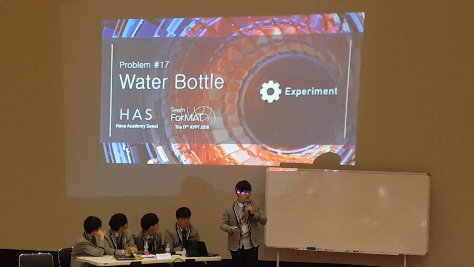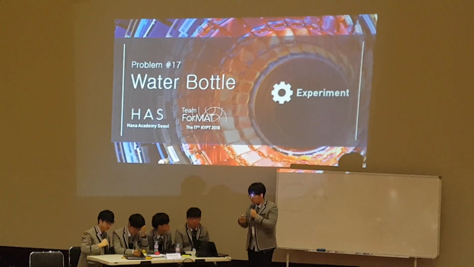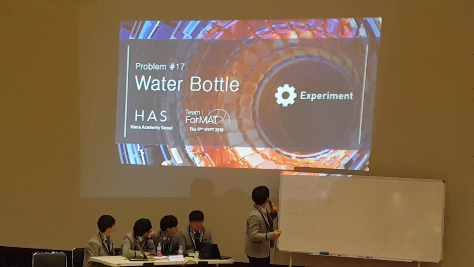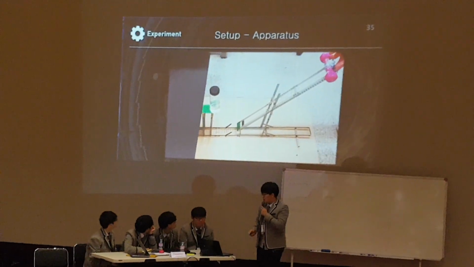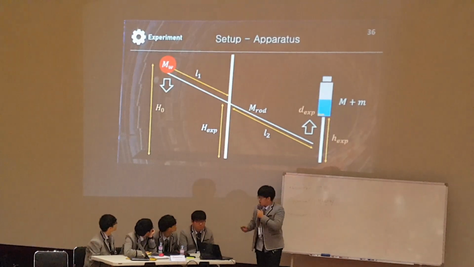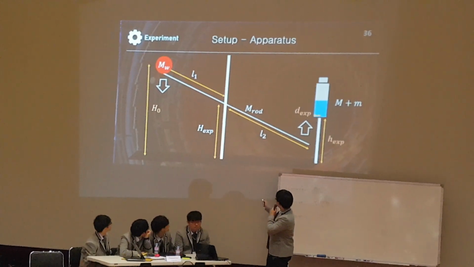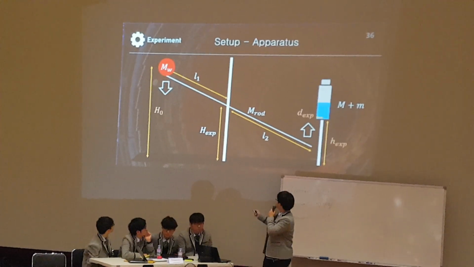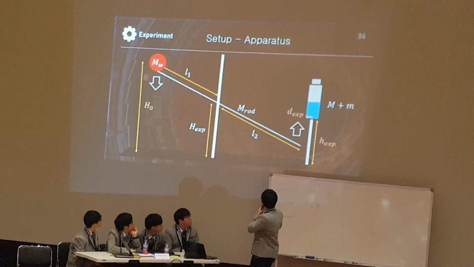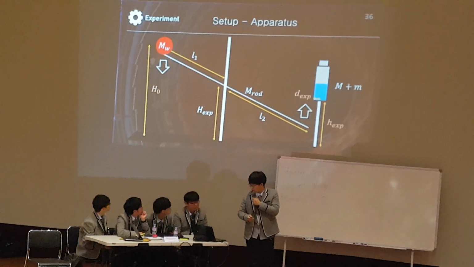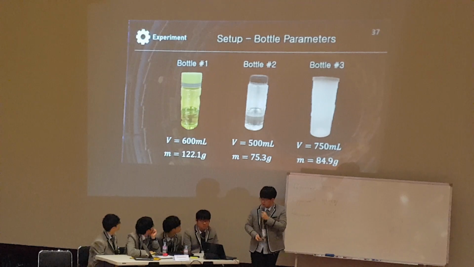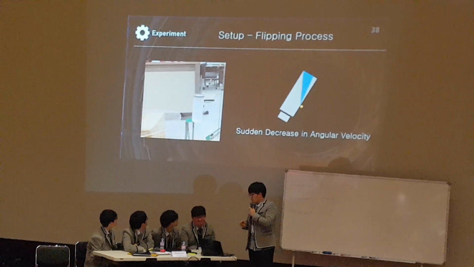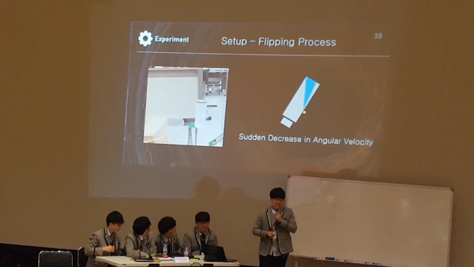And I'll show you how all these simplifications and modeling actually work with the exact experimental setup. So this is basically my experimental setup. To modify this, there's a rod here and a stand here. The control variables are the initial height of the mass, the initial height of the water bottle, and the contact point where the rod hits the water bottle. For the bottle parameters, I use 3 types of bottles with different volumes and mass. First, I'll show you how the flipping process happens.